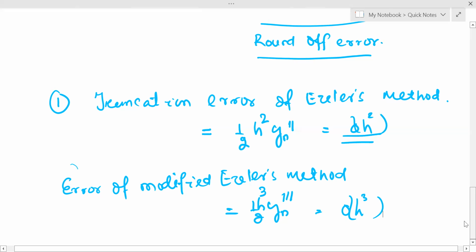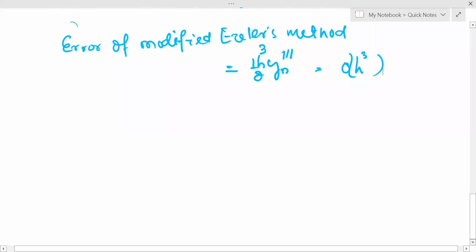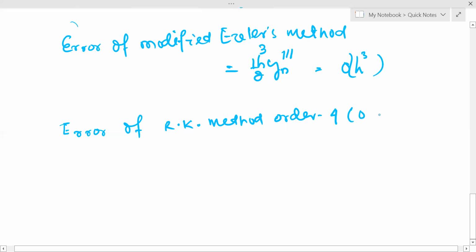Similarly, the fourth order Runge-Kutta method I have already discussed, and that is also error of order 3. Error of RK method order 4. And what is the error of RK method order 4? That is O(h^3).